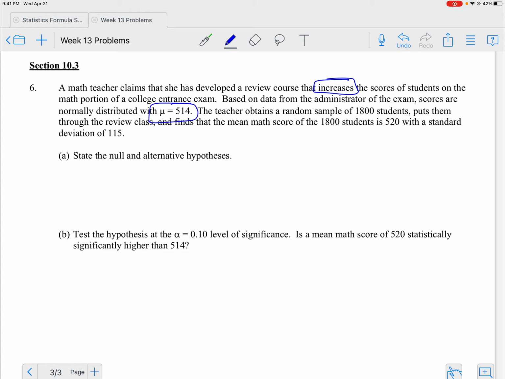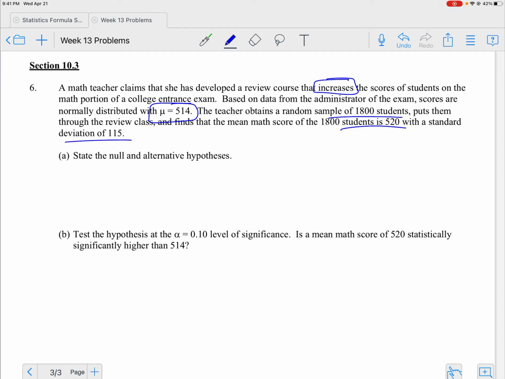Check it out, I've got a mean. That's a tip-off, right? The other ones I had a percentage, and that was my tip-off that I was talking about a proportion. This one I have a mean, it tells me. Okay, so the teacher obtains a random sample of 1,800 students, puts them through the review class, and finds that the mean math score of the 1,800 students is 520 with a standard deviation of 115.